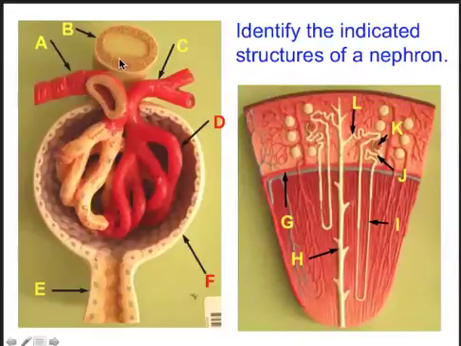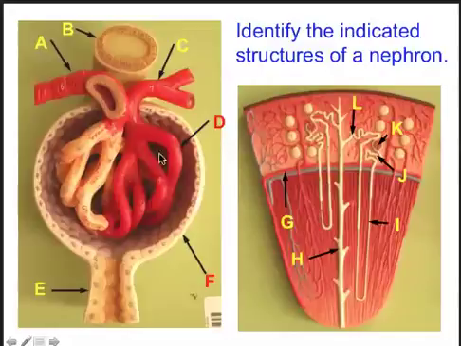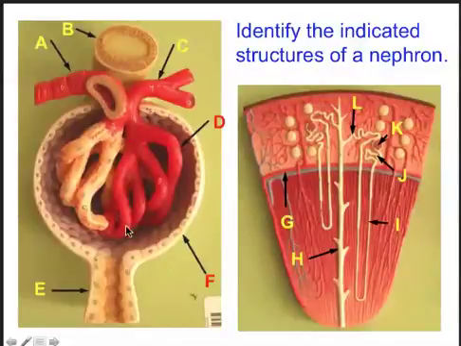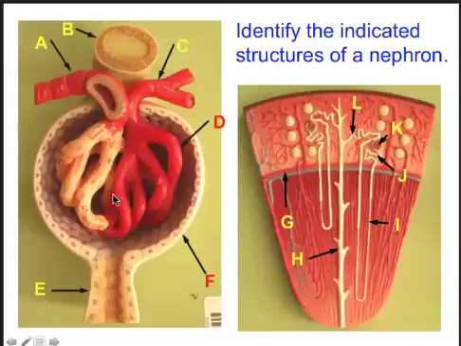convoluted tubule, and C is pointing to the efferent arteriole. So this is how the blood leaves the glomerulus. D is pointing to the glomerulus itself. All these blood vessels taken as a collected unit, this is the glomerulus. Okay, so I'm tracing the glomerulus for you here. E is the proximal convoluted tubule. Bowman's leads right into the PCT, and F is Bowman's capsule. All right.